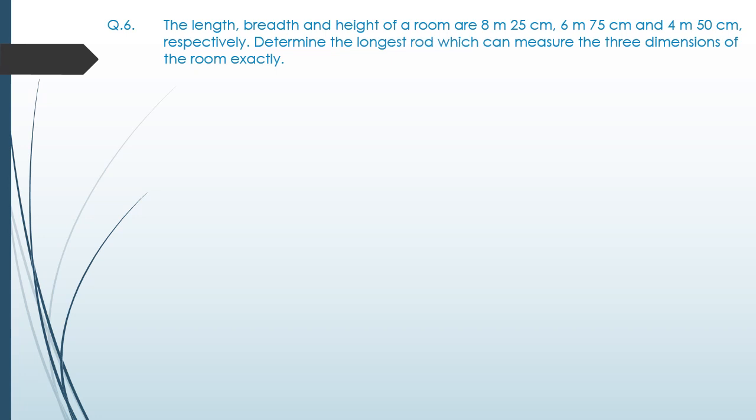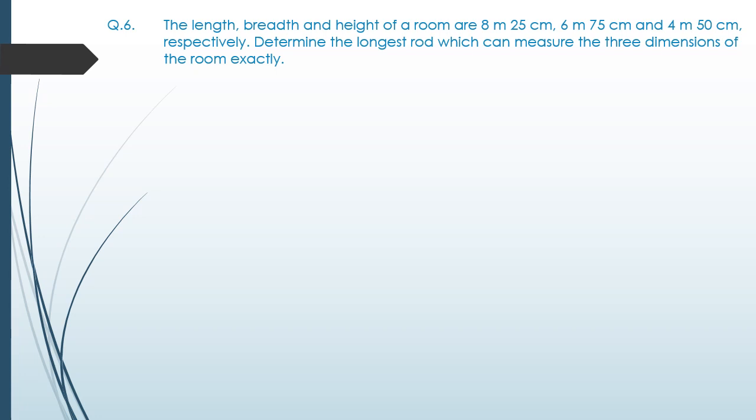Now let us start with the 6th question. It is again a good question. Question number 6. The length, breadth and height of a room are 8 meters 25 centimeters, 6 meters 75 centimeters and 4 meters 50 centimeters respectively. So we are given the dimensions of a room, its length, breadth and height. The question is, determine the longest rod which can measure the 3 dimensions of the room exactly.